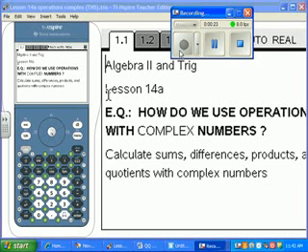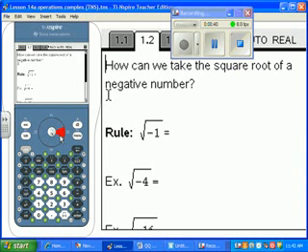Okay? So, our essential question today is how do we use operations with complex numbers? We're going to learn what a complex number is, and how we use our operations. Okay. So, go to the next page.